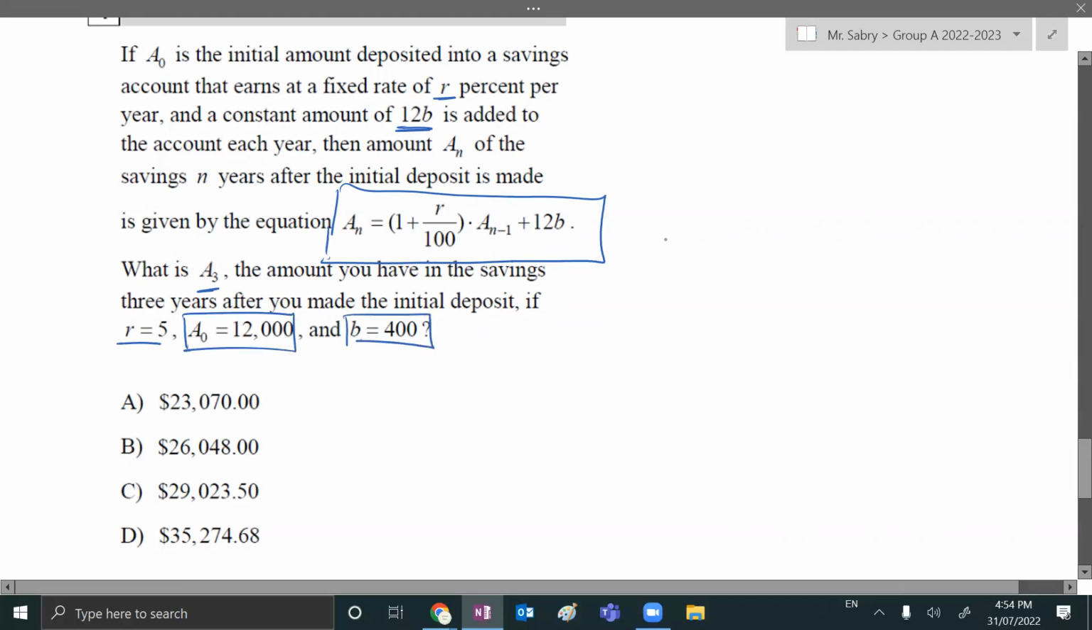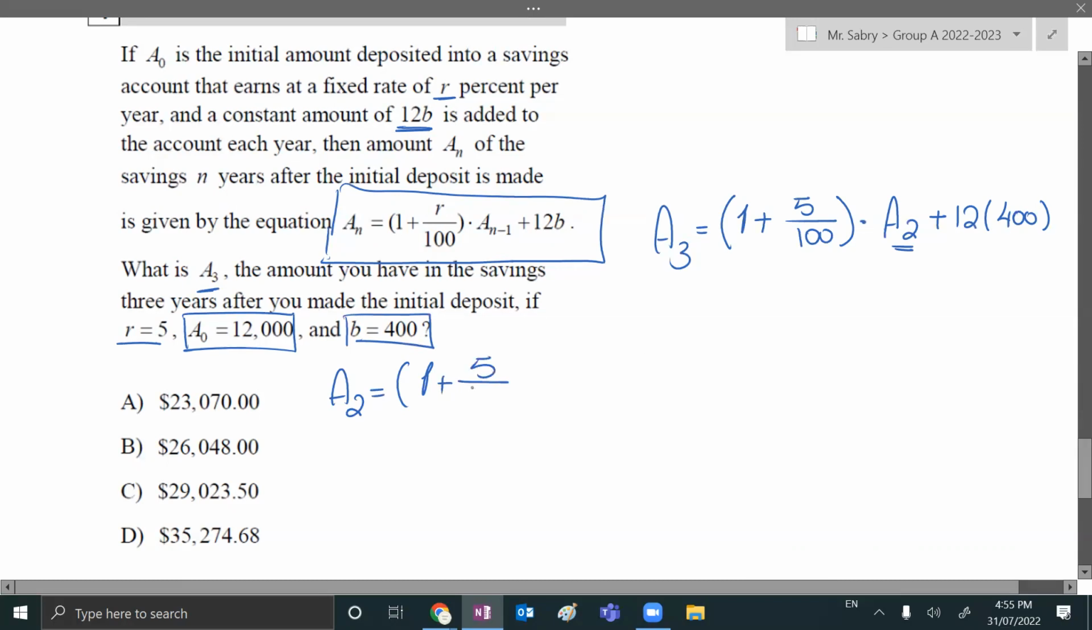Let's substitute. If I want A3 I'll put the N with 3. I'll open up a bracket 1 plus ال R اللي هي المفروض تكون ب 5 over 100 close the bracket multiplied by A of N minus 1 يعني A2 plus 12 and then multiply the B by 400. Once you check you'll find that you don't have A2, so we'll try to get A2 first. Here it goes, A2, substituting 1 plus 5 over 100 multiplied by A1 now plus 12 times 400.